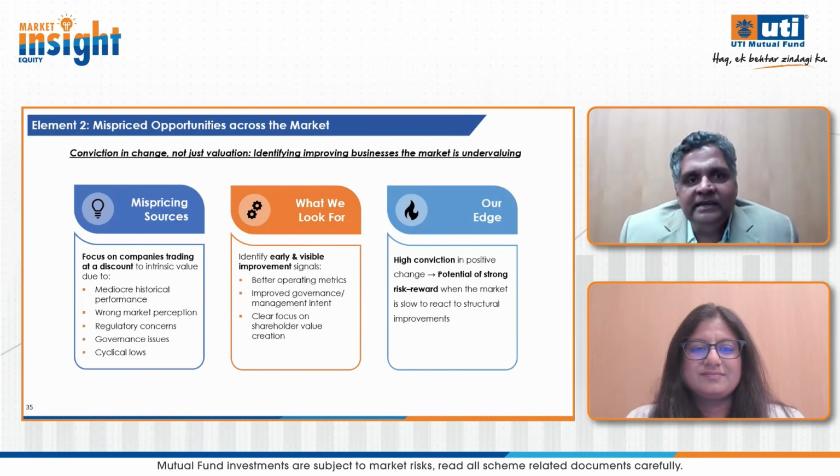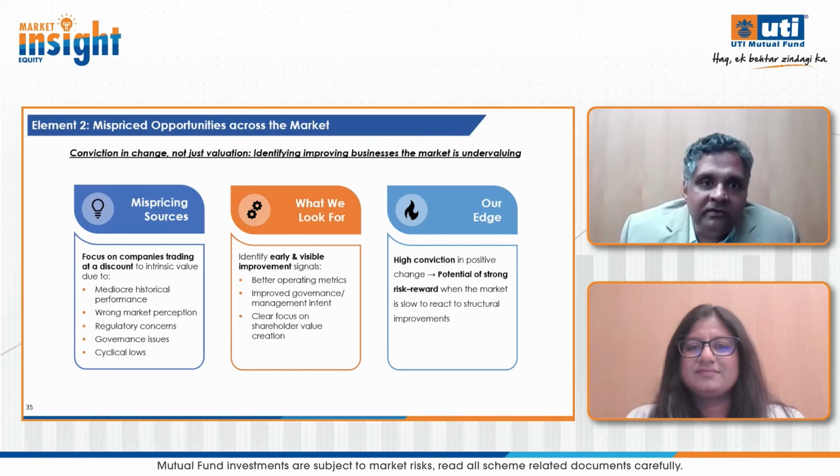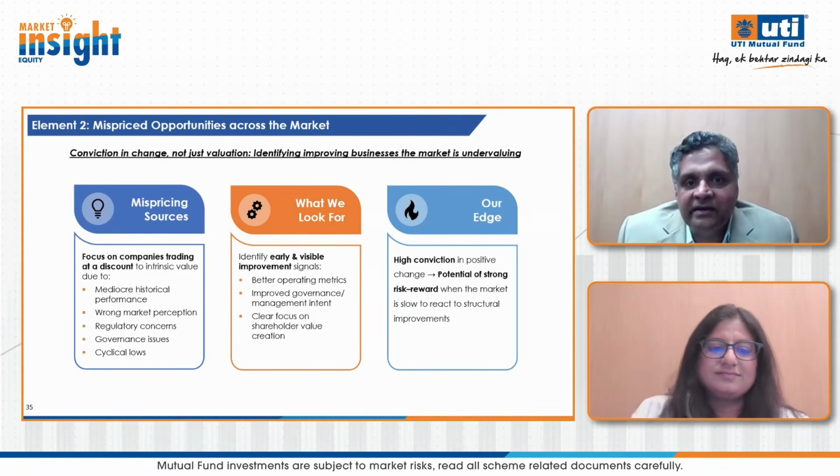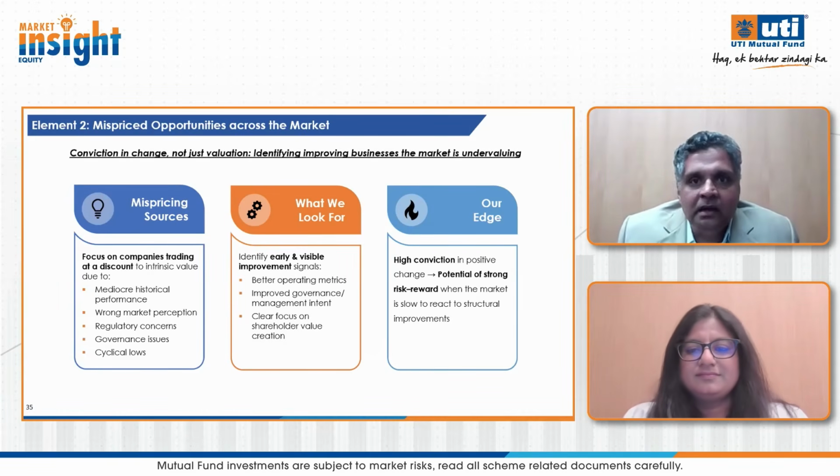The next one is probably the reverse of the first one, in the sense that the first ones have created a great long-term track record. The second ones may not have a very great long-term track record, because of certain issues in the past. But what we look out for is whether there's a massive change and improvement. We look for various signs: improved governance, better operating metrics, change in the regulatory environment, or focus on shareholder value creation.